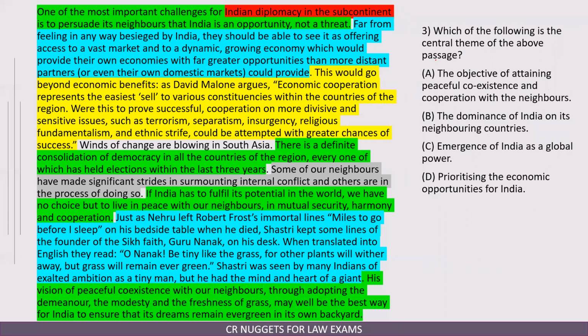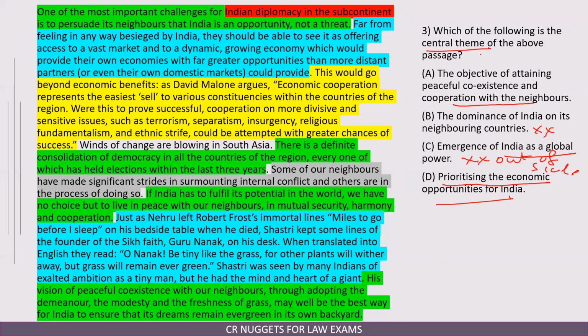Which of the following is the central theme of the passage? The central theme of the passage is India needs to work together with the neighbors. The objective of attaining peaceful coexistence and cooperation with the neighbors, very good option. The dominance of India on its neighboring countries, no. Emergence of India as global power, it is not about global power. The passage is about regional power only, or out of scope. Prioritizing the economic opportunities for India, the passage is not about prioritizing economic opportunities.